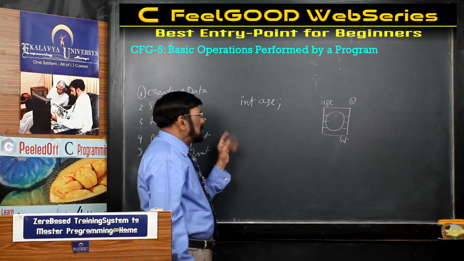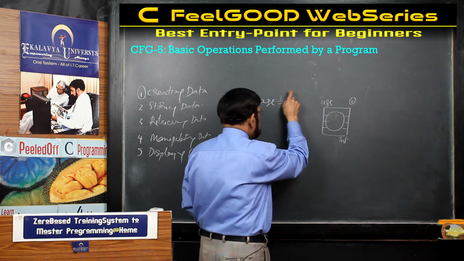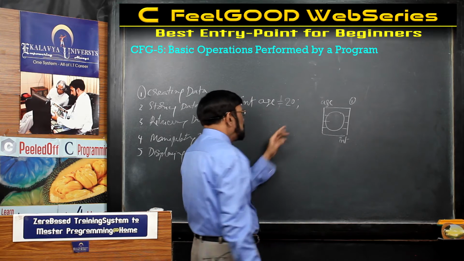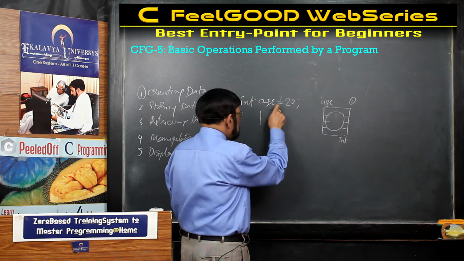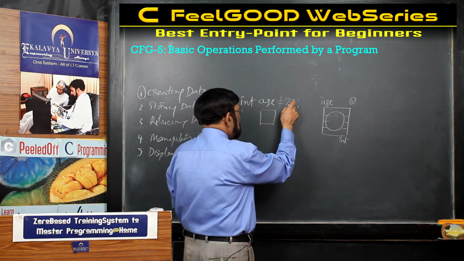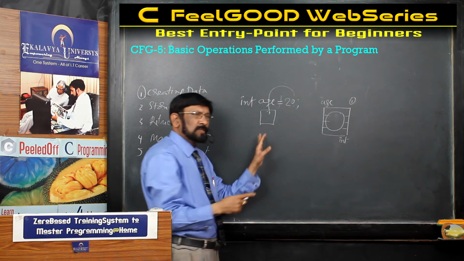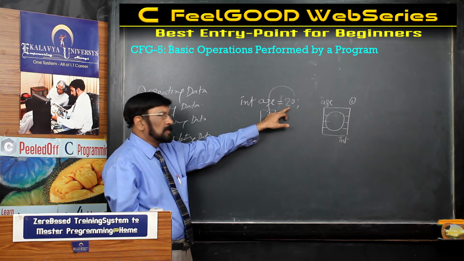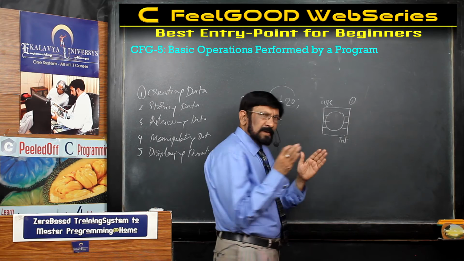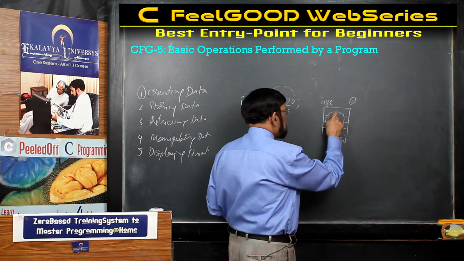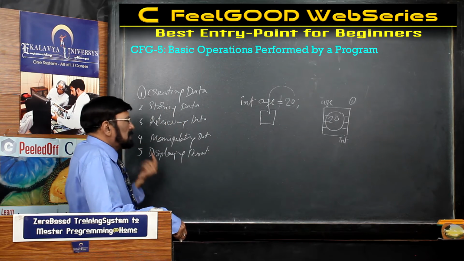Thereafter, instead of reading from the keyboard, I have given here only 20. This is not mathematically equal to. It treats this as a container. Now this 20 is stored here. This is called the assignment operator. Later we will know that. So we want to store this 20 here. First, creating data is over. That means creating the container is over. Second one is storing data. Okay, that is over.